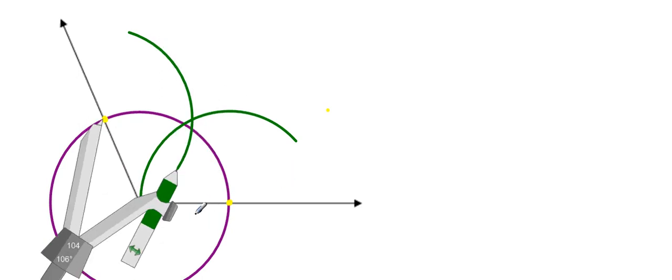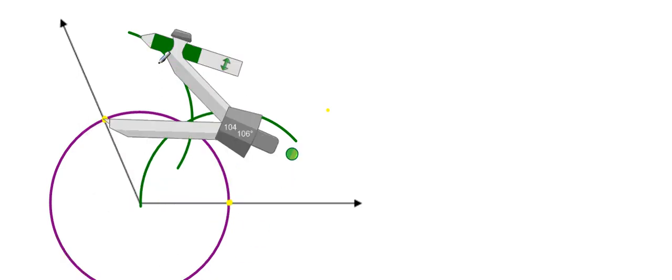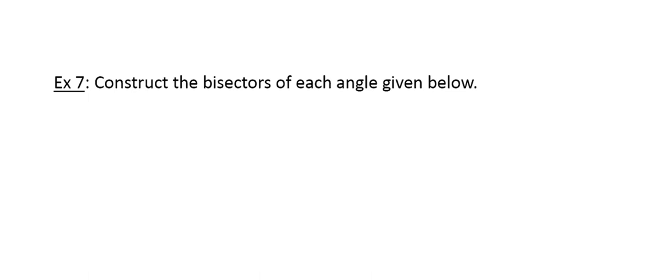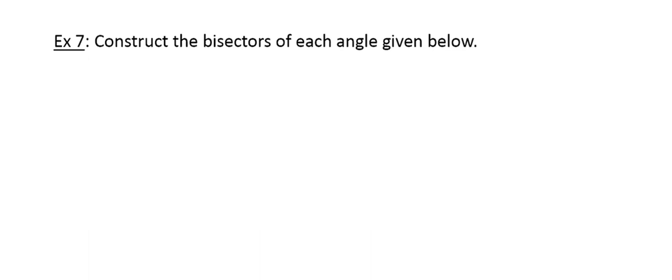Now, if your arcs don't intersect, it means that they're too small. So you'll have to go back to one of these 2 points and make your arc larger. And now I'm going to go ahead and I'm going to draw the ray from the vertex to the point where those two green arcs intersect. And there's my angle bisector. All right, now you've got a few to try on your own. So again, I want you to pause the video while you go ahead and practice that construction.